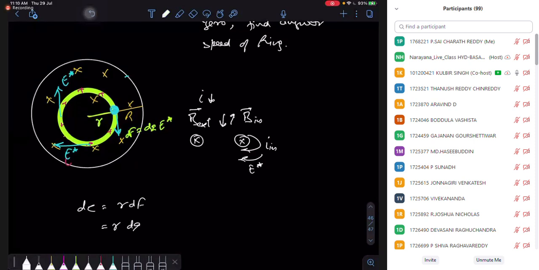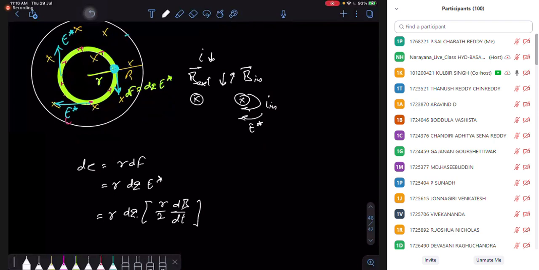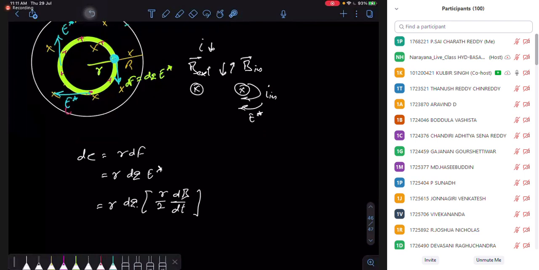And what is our df? It is dq into E star. And E star, we have found out already what is the value of E star. It was, inside, r by 2 dB by dt, if the ring is inside. If the ring is outside, we have a different formula. For inside, it's r by 2 dB by dt. So that's our torque. Torque generates alpha.